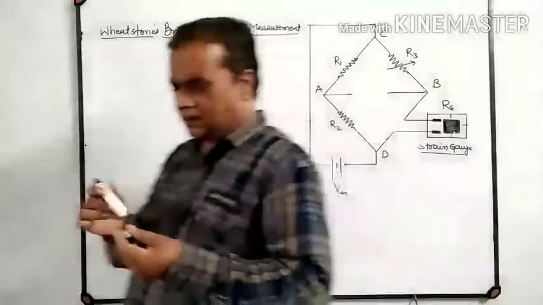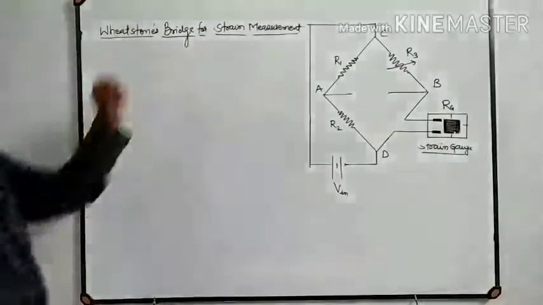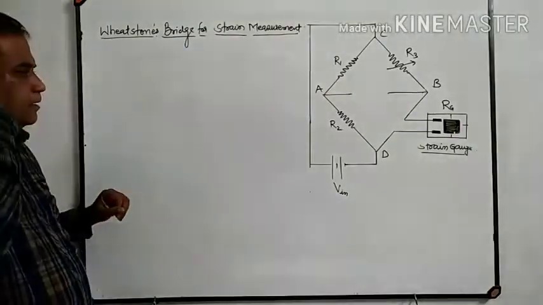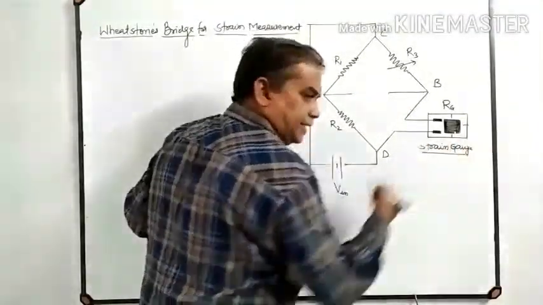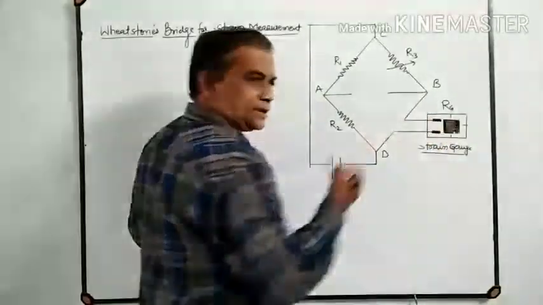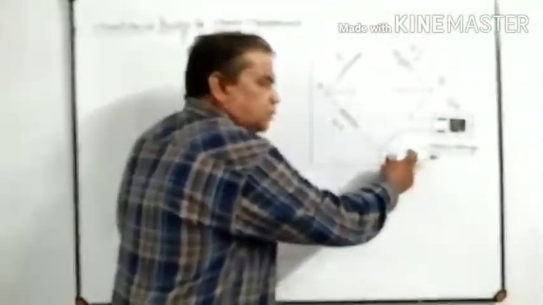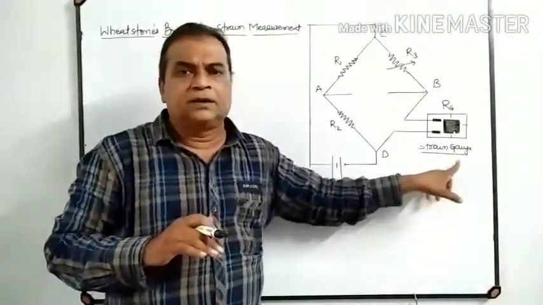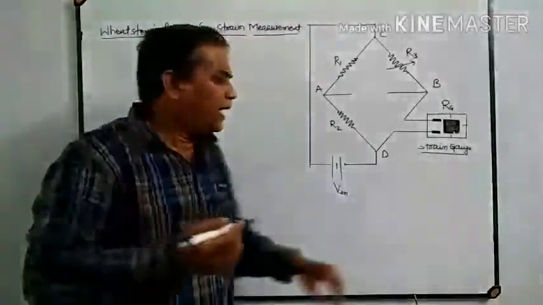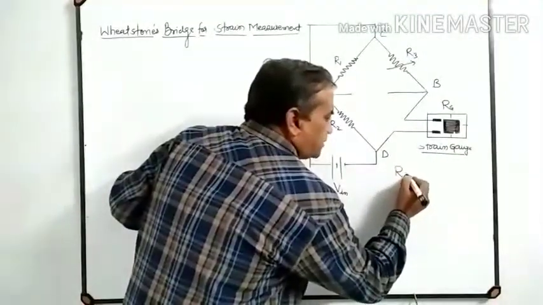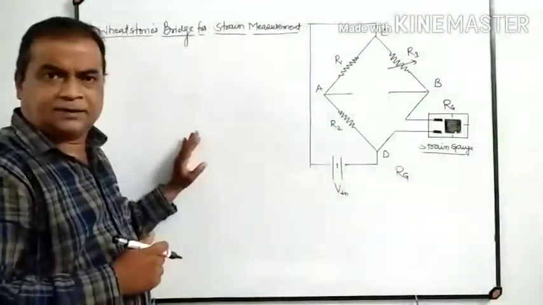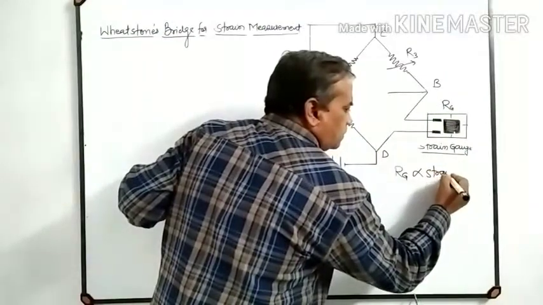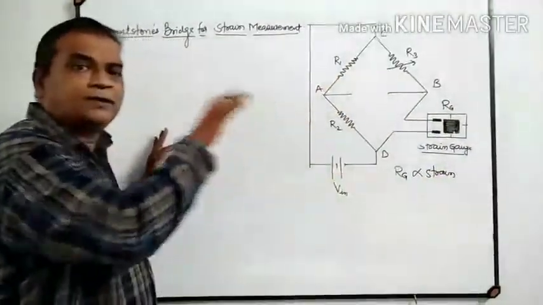So in board examination, there might be a question for 2 marks that explain the use of Wheatstone's bridge in the measurement of what? Strain. Now here I have shown a strain gauge. This part is a strain gauge. Strain gauge is used to measure strain. Strain gauge, it is a device used to measure what? A strain. And as far as the resistance of strain gauge RG is concerned, resistance of strain gauge is directly proportional to strain acting on that device.